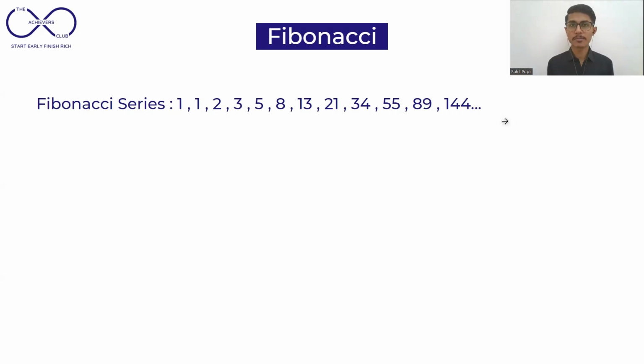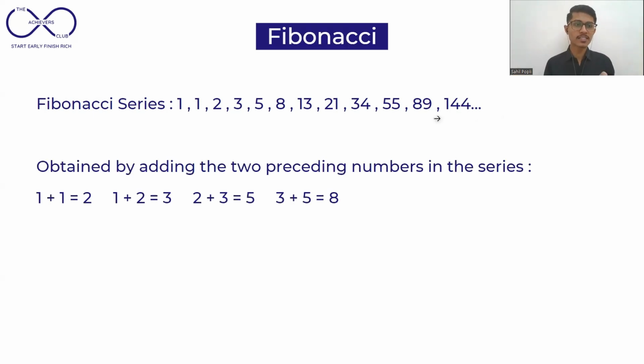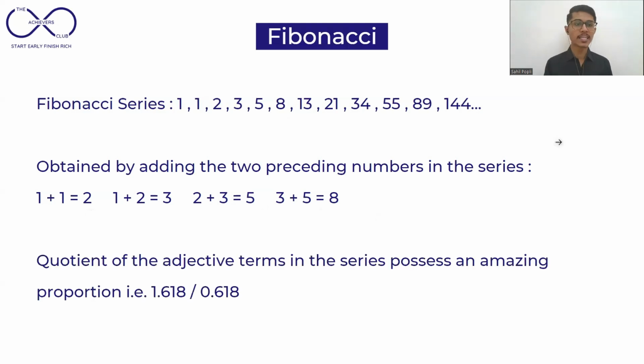The main importance of the Fibonacci series is that it is used to understand exponential growth. Right now we will be understanding the basic concepts about how it takes retracements, but the most important concept about Fibonacci is also to understand exponential growth in any walk of life. As I've already mentioned, the series is obtained by adding the two preceding numbers: 1 plus 1 becomes 2, 1 plus 2 becomes 3, 2 plus 3 becomes 5, 3 plus 5 becomes 8, 5 plus 8 becomes 13, and so on. And the quotient of adjacent terms in the series possesses an amazing proportion, that is 1.618 or 0.618.